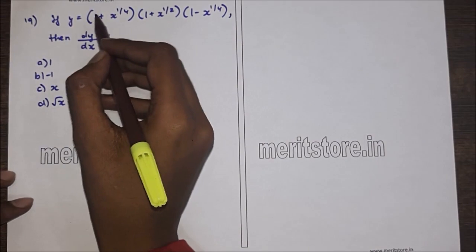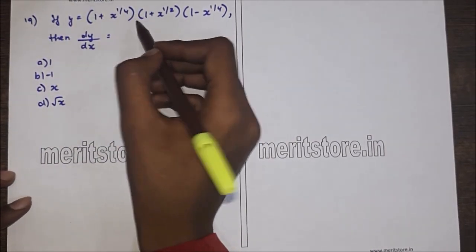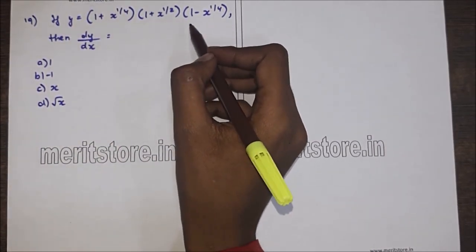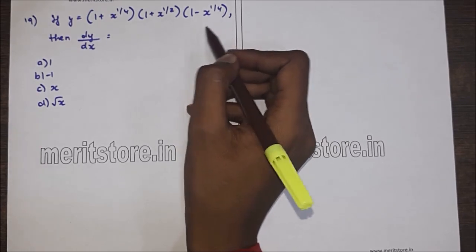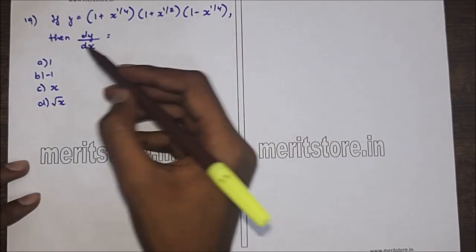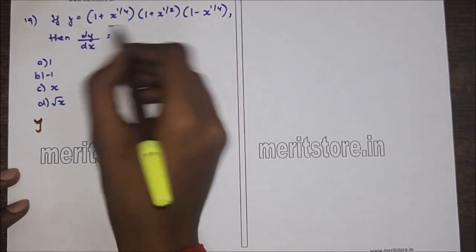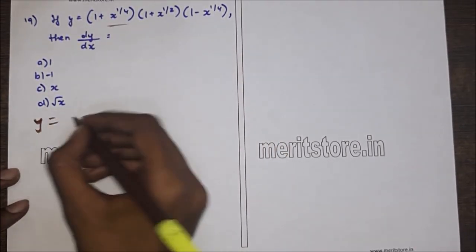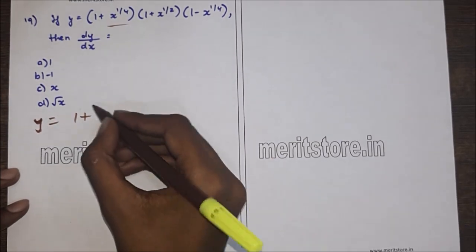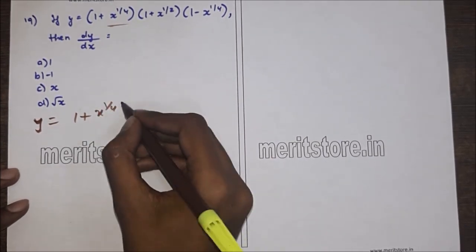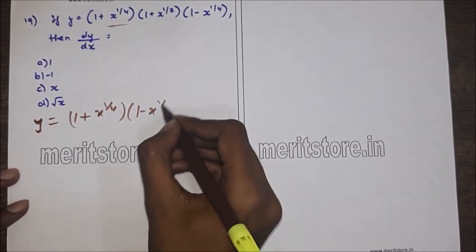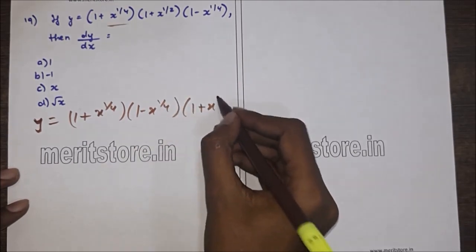If y equals (1 plus x raised to 1 by 4) into (1 plus x raised to half) into (1 minus x raised to 1 by 4), then dy by dx is, these are the options. First we simplify this equation. We can rearrange this as (1 plus x raised to 1 by 4) into (1 minus x raised to 1 by 4) into (1 plus x raised to 1 by 2).